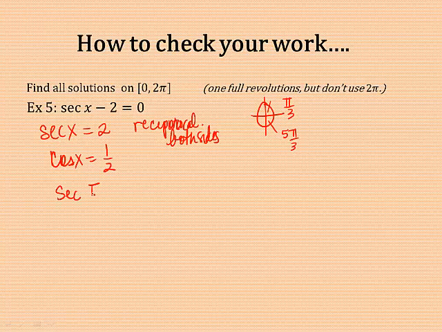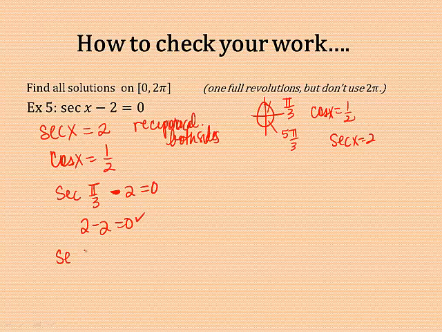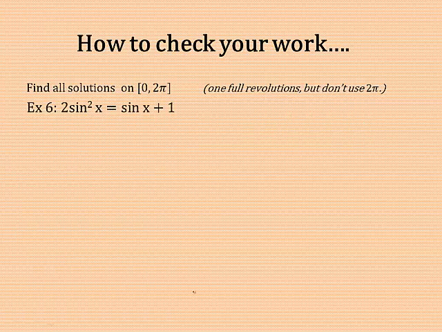The secant at pi over 3, is it, secant minus 2, equals 0. Well, if the cosine is 1/2 there, then the reciprocal is 2, isn't it? So I put 2 minus 2 equals 0. That works. Same would work with 5 pi over 3. The secant at 5 pi over 3, well, we know the secant is 2, and that works. All right, one more to show you to check it.